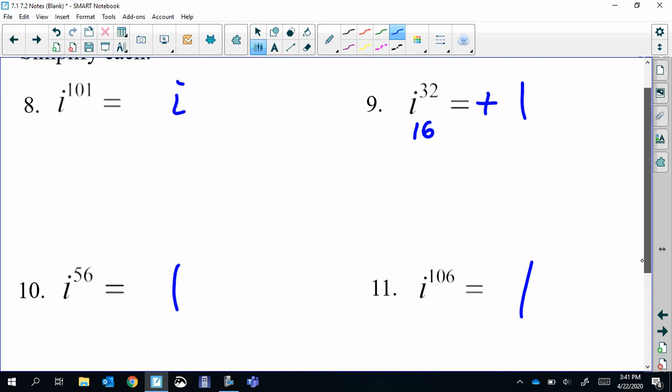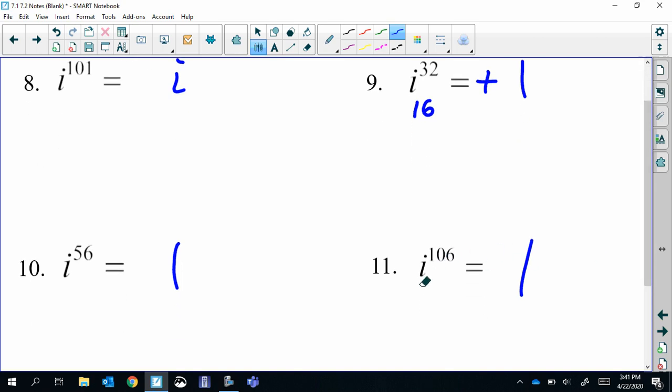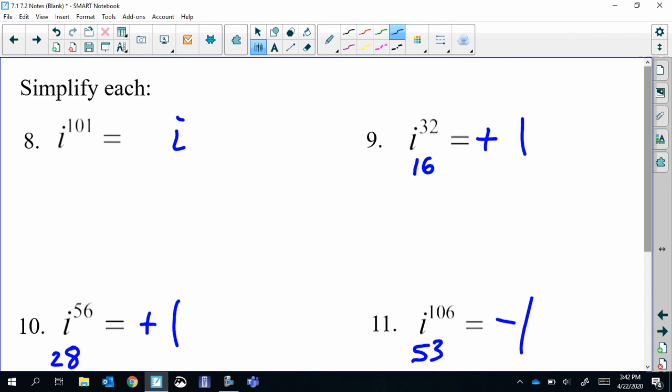106 is even, so it's 1. Divided by 2 is 53. That's an odd number, so it's negative. Odds are negative. 56 divided by 2 is 28. 28 is even, so it's positive. 101 divided by 2 is 50.5. So that's 50. Remember, we just ignore the 0.5. 50 is an even number. Even tells us positive.